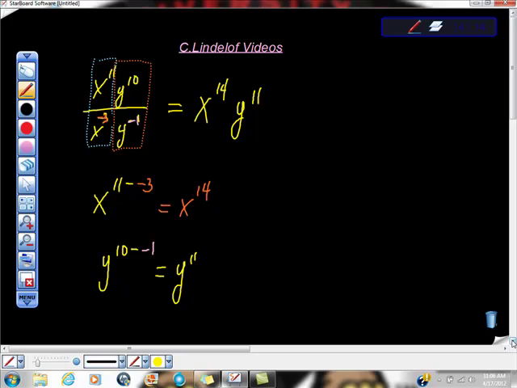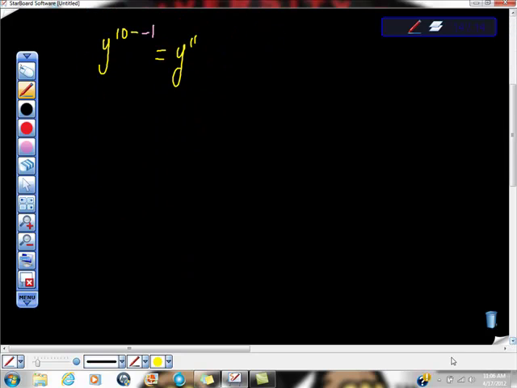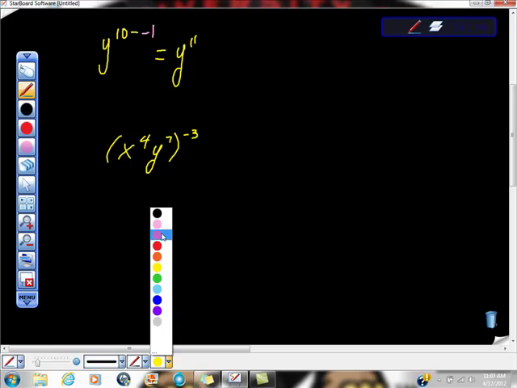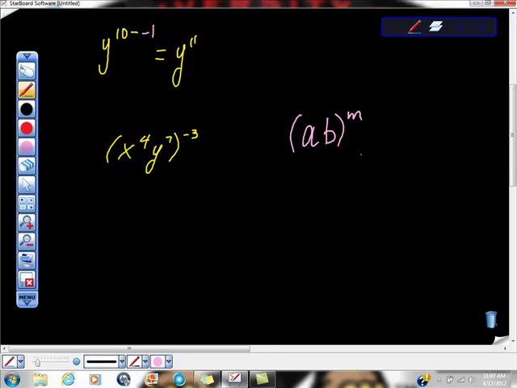Let's see if we can do just one more. Here we have x to the 4th, y to the 7th, and we have this thing as a quantity to the negative 3. Now what we know is this, and this is the rule I want to use now. Hopefully you already know these rules. If you don't, I hope that you're writing them down because they're going to help out over and over and over. So (ab) to the power of m is exactly the same as a to the m times b to the m, which says that exponents are distributable over multiplication.